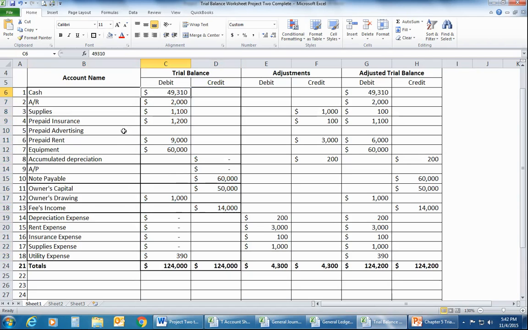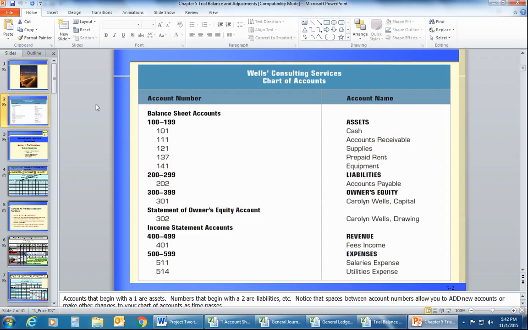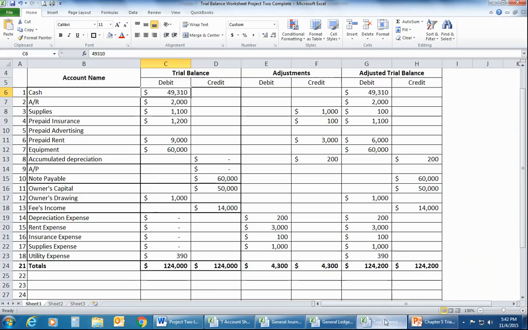Now, the setup of this particular worksheet is based upon the idea of what is called the chart of accounts. The chart of accounts is how we organize our accounts. The 100 to 199 category was for our assets. The 200s were for our liabilities, followed by the 300s for our owner's equity accounts. Then we had our income accounts or revenue accounts in the 400s, and our expenses in the 500s. So the organization of this worksheet is exactly the same as the chart of accounts.